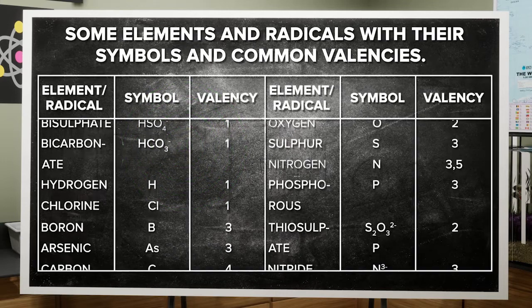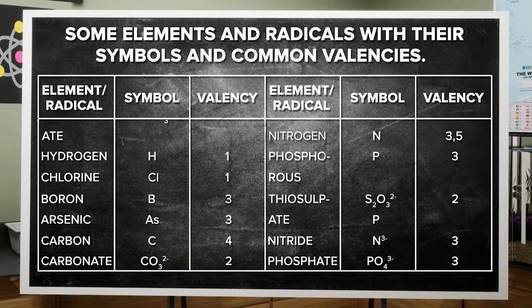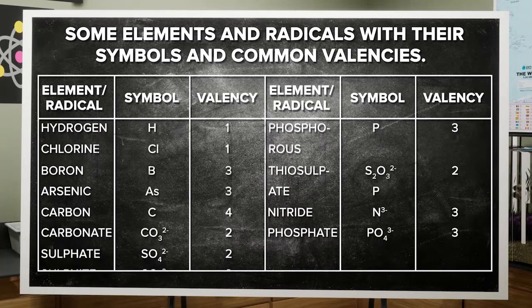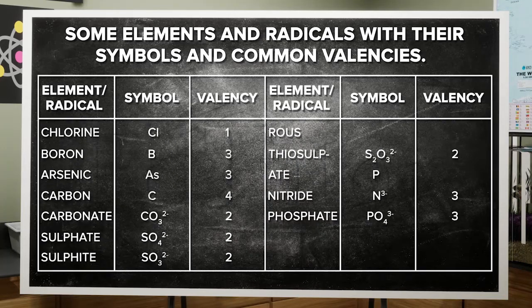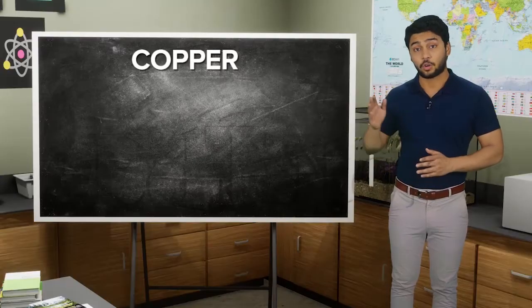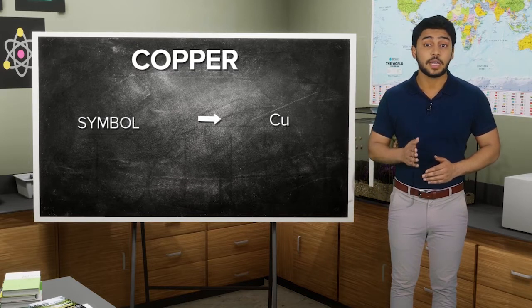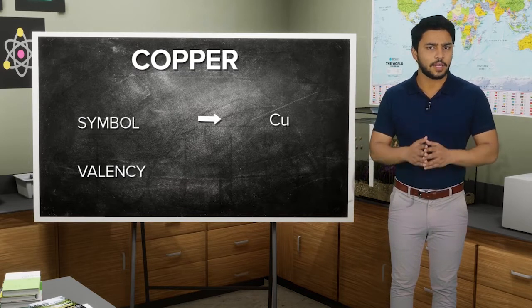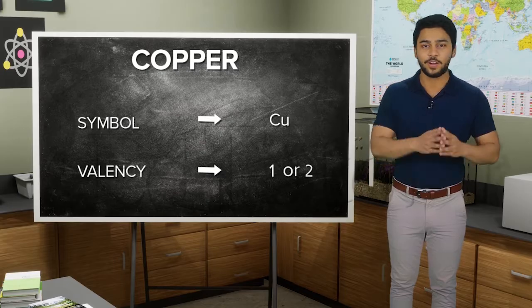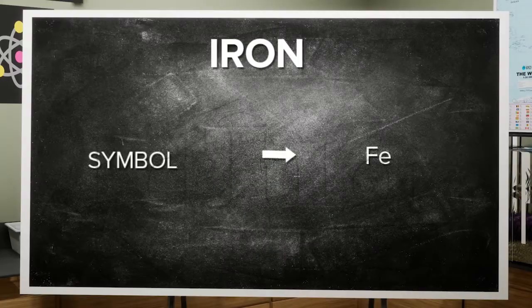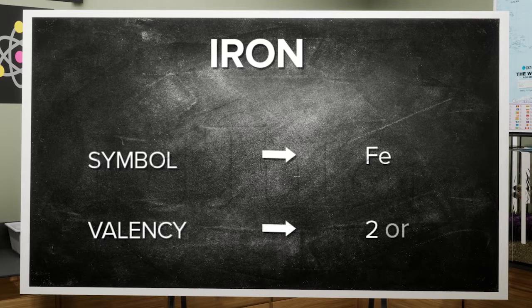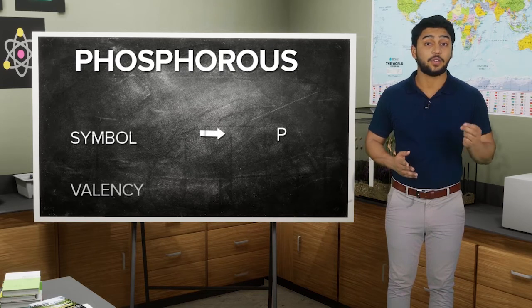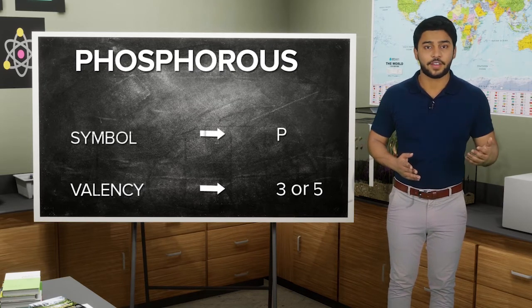Have a look at the table on your screen. You'll observe many metals with their symbols and their charges. If you look at copper, its symbol is Cu and valency is either 1 or 2. Iron again has 2 valence values, either a valency of 2 or 3. Phosphorus either has valency of 3 or 5.